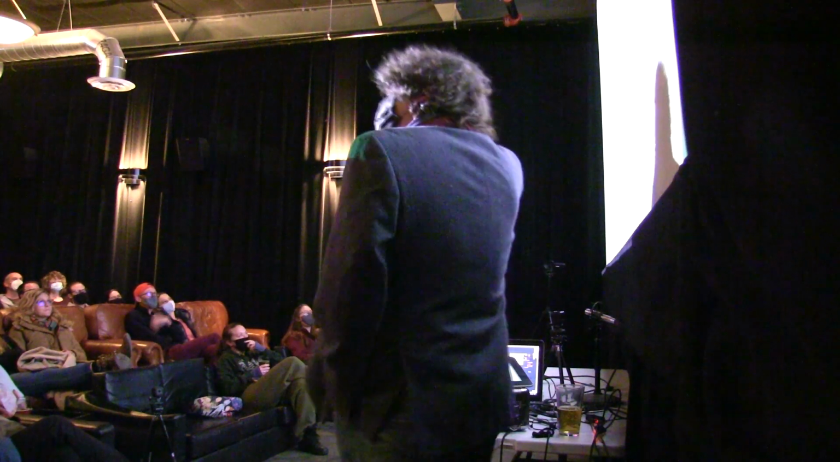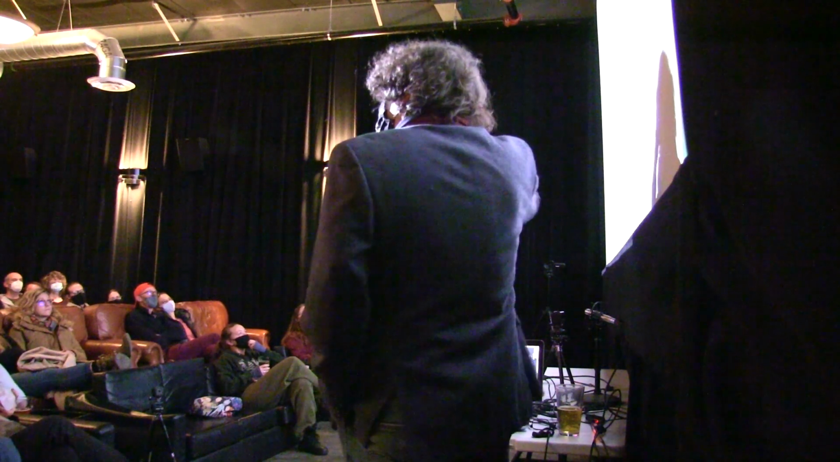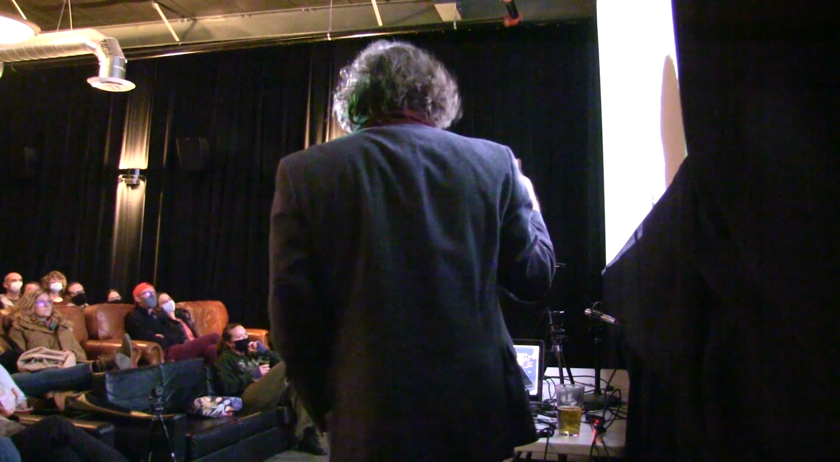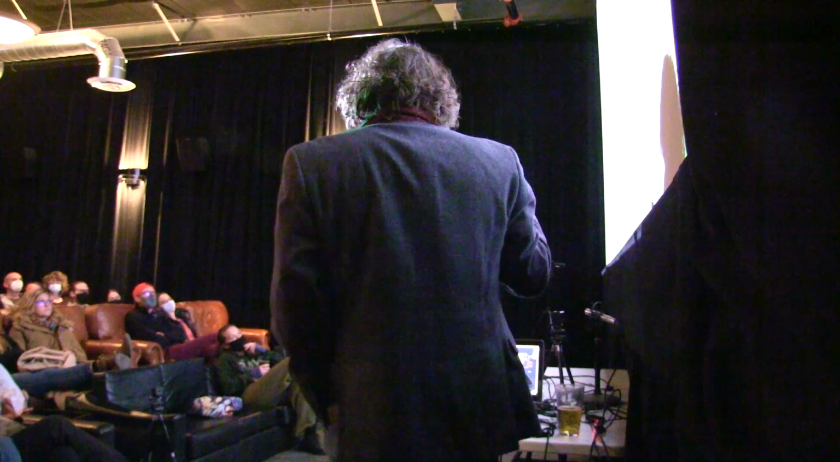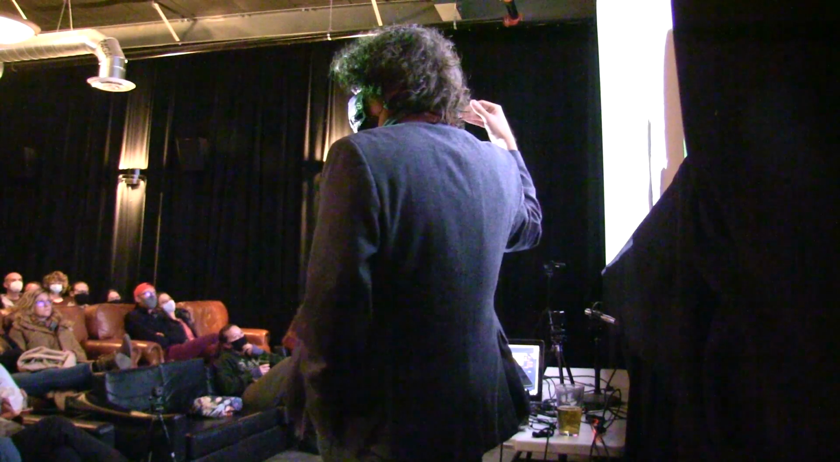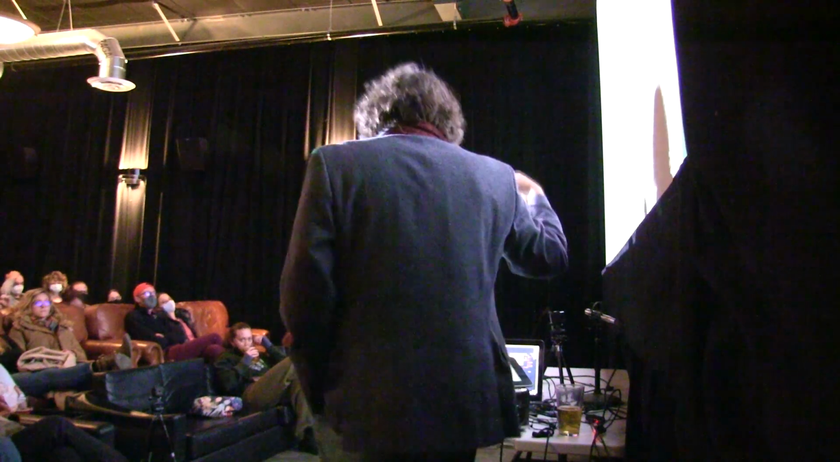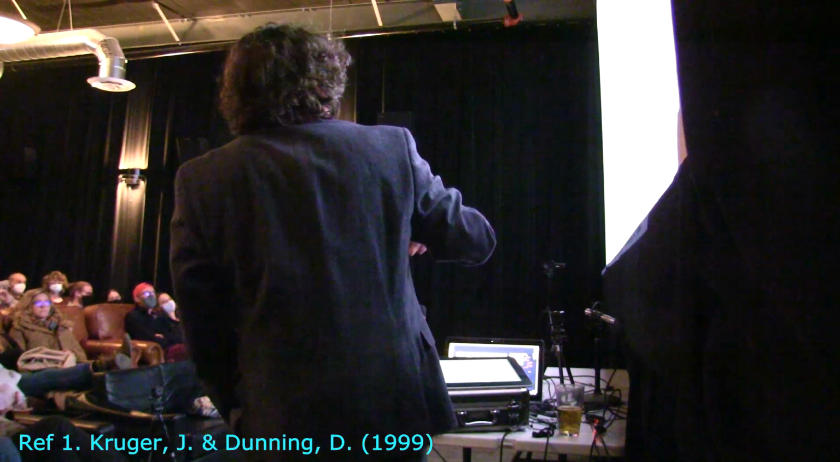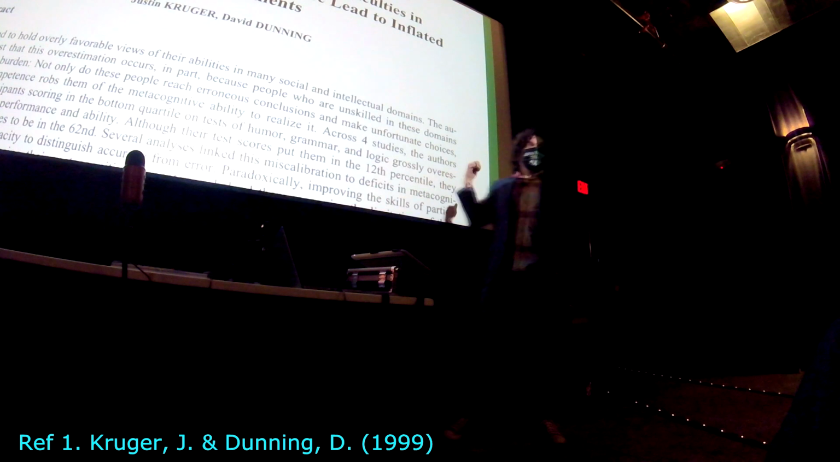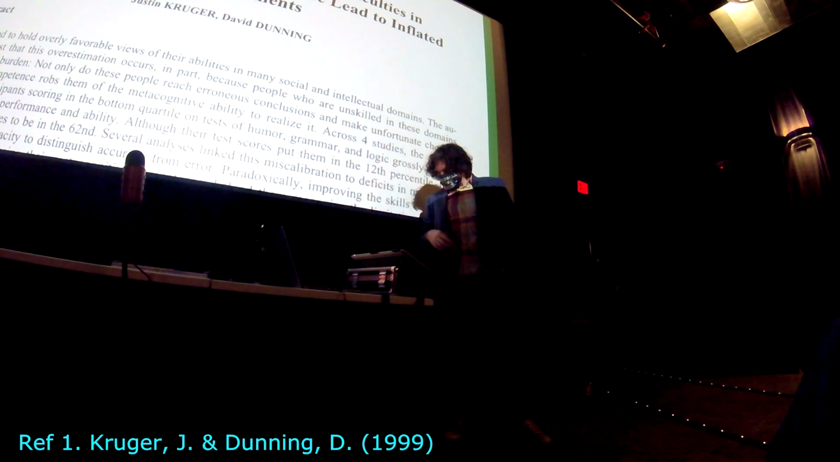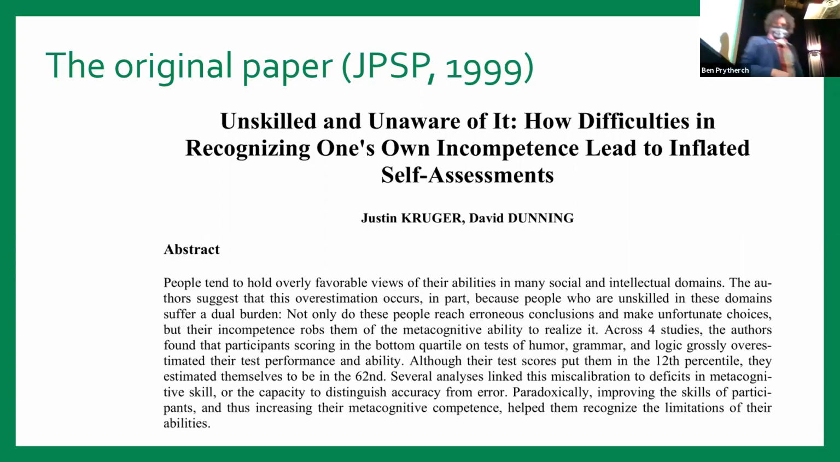Okay, so I'm going to go kind of slow at the beginning. There's going to be a lot of text. I won't read all of it, but I really want to nail down exactly what the Dunning-Kruger effect at least was initially when it came out. This is a paper in the Journal of Personality and Social Psychology in 1999. Dunning and Kruger were the authors. The title: Unskilled and Unaware of It: How Difficulties in Recognizing One's Own Incompetence Lead to Inflated Self-Assessments.